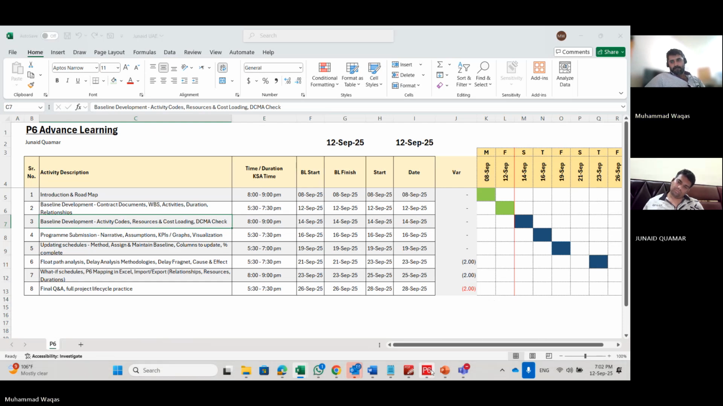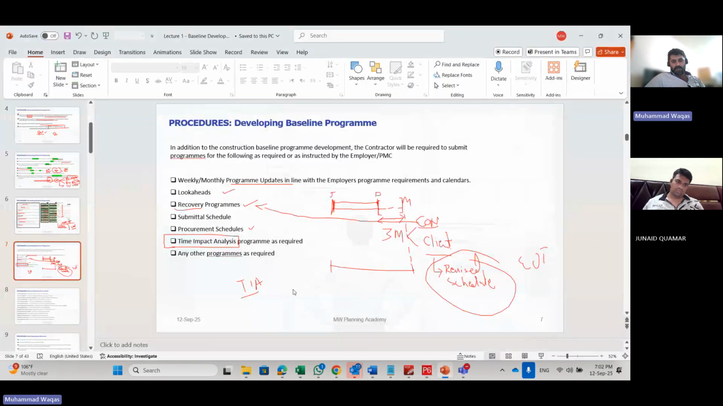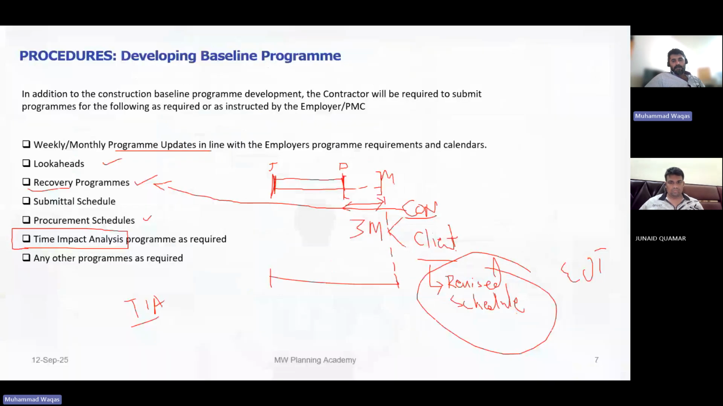So this one which we are talking about, the time impact analysis, is a widely used term in planning. As soon as there is a delay, you have to submit a time impact analysis. As soon as there is a late approval, you have to submit a time impact analysis. As soon as there is some design change, you have to submit TIA. As soon as there is suspension at site, you have to submit TIA. Or they can ask you for any other program if they need. And also, why do we submit this TIA?